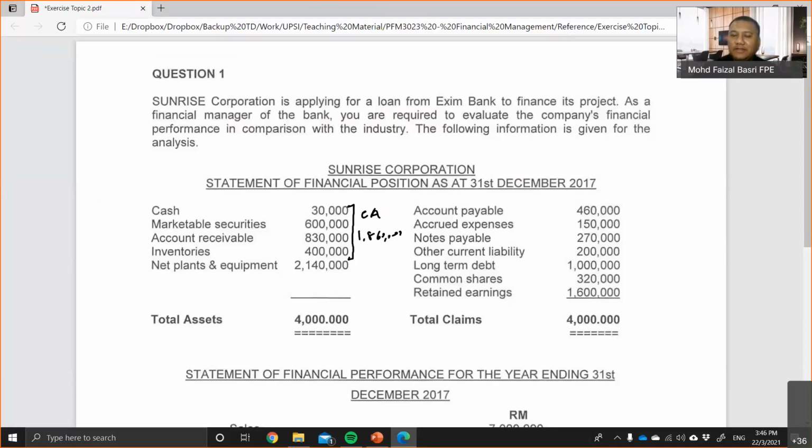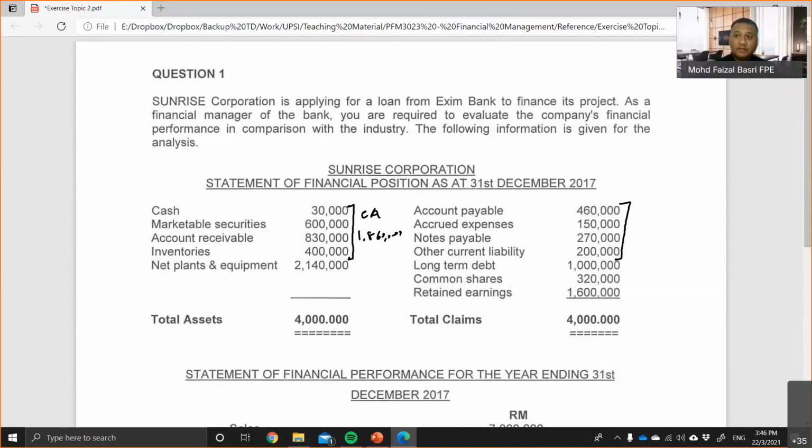On the right hand side, we need to identify our current liabilities as well. Okay, so if you recall again, for current liabilities, we have account payable, accrued expenses, notes payable, and here they have others, ataupun other current liabilities. And then the next ones, they have long-term, common, and retained earnings. So we know already yang long-term is long-term liabilities. So our current liabilities will be these four items only, from account payables until other current liabilities.